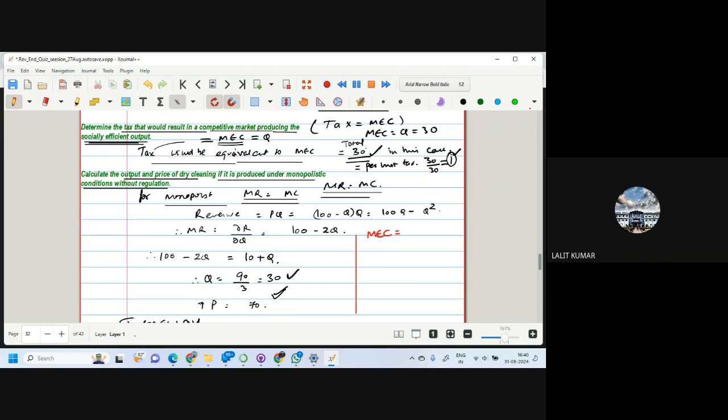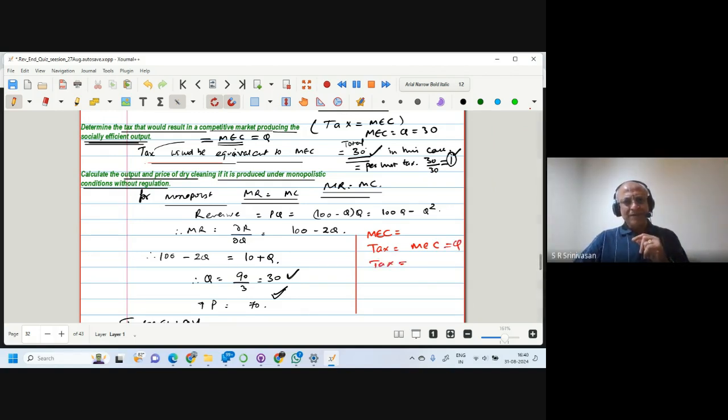Yeah, we had used the same, sir. We said that the tax which is there is equivalent to MEC. So MEC is equal to Q. So tax is equal to... No, MEC is actually equal to Q or... yeah, but actually 1 Q, right? So MEC is actually 1. Yes, sir. Economic cost is equal to Q.